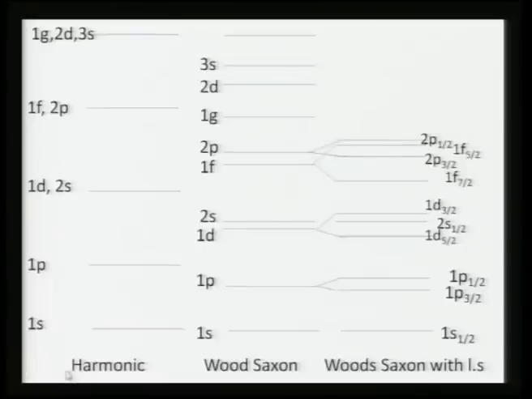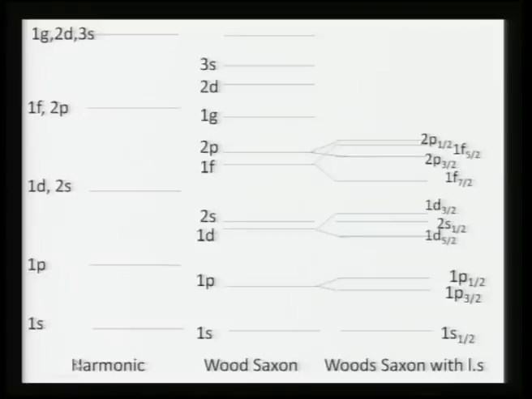Then here is 1f and 2p. So, 1f has split in two parts, the lowest one is f 7 by 2 and f 5 by 2 has gone up. Then 2p also splits into two parts, 3 by 2 and 1 by 2. P 3 by 2 is coming between the two f states. Okay. So, 1f has split in two parts, one f 7 by 2 and one f 5 by 2, 5 by 2 going up, 7 by 2 coming down.